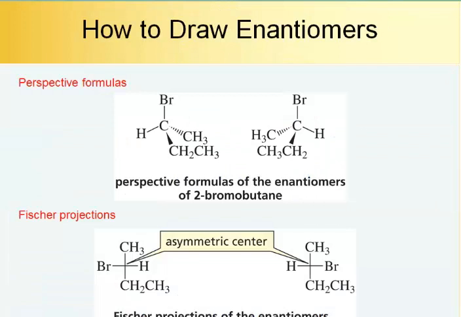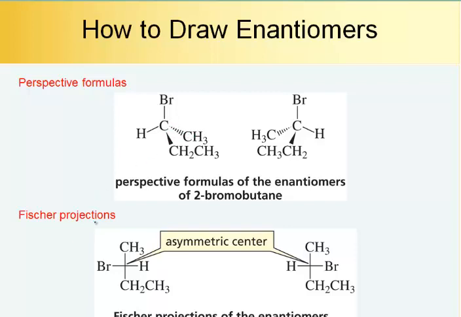There are 2 different ways to draw enantiomers. You can use the perspective formula, which involves the dashes and wedges. Wedges indicate that that particular bond is coming out towards you, and the dashes indicate that it is going behind the plane of the paper or screen. These straight lines indicate that it is in plane with the paper or the screen. So when you make these molecules, think of the wedge coming out towards you and the dash receding behind.